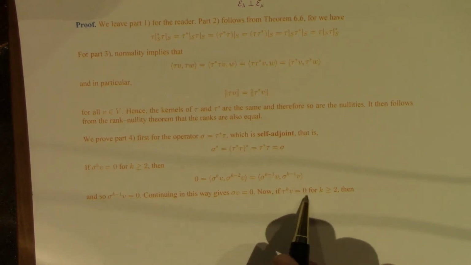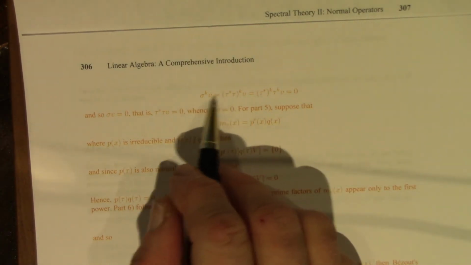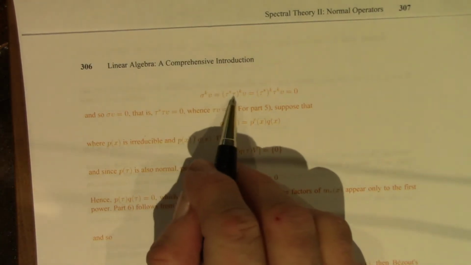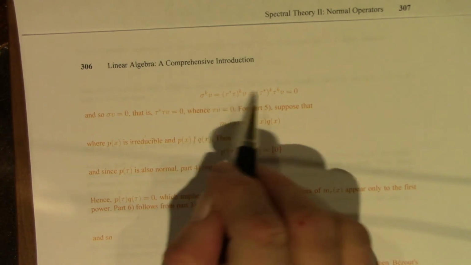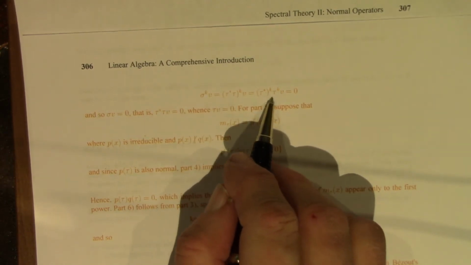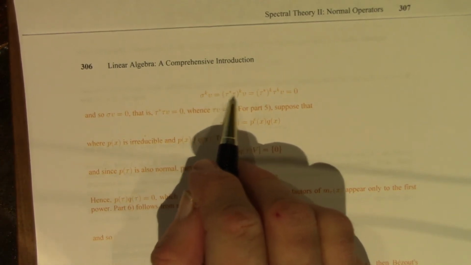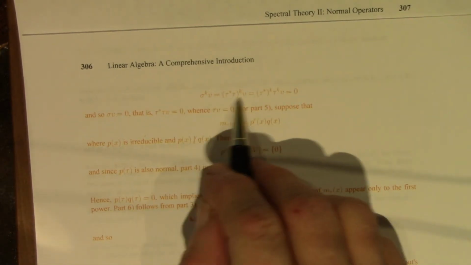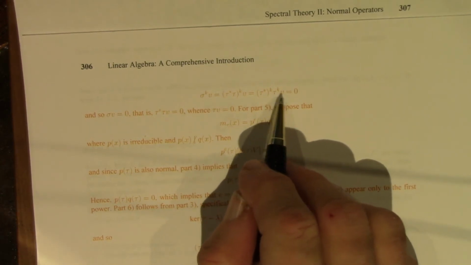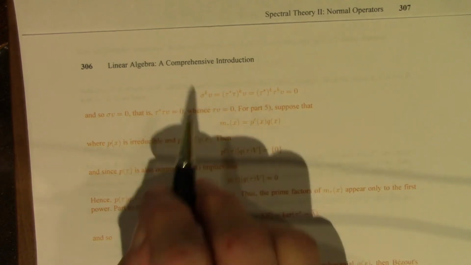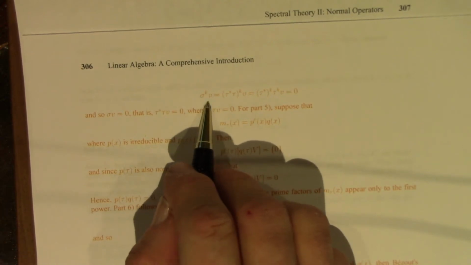If tau to the k v is 0, then sigma to the k v, which is tau star tau to the k v, because tau is normal, this is tau star to the k times tau to the k. Tau star and tau commute, so when you raise the product to the kth power, it's just each of these to the kth power multiplied together. But tau to the k of v is 0, and so this whole expression is 0. So if tau to the k v is 0, sigma to the k v is also 0.